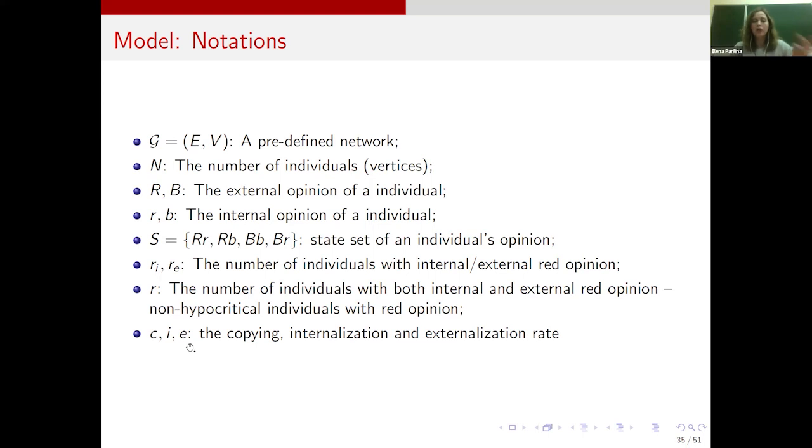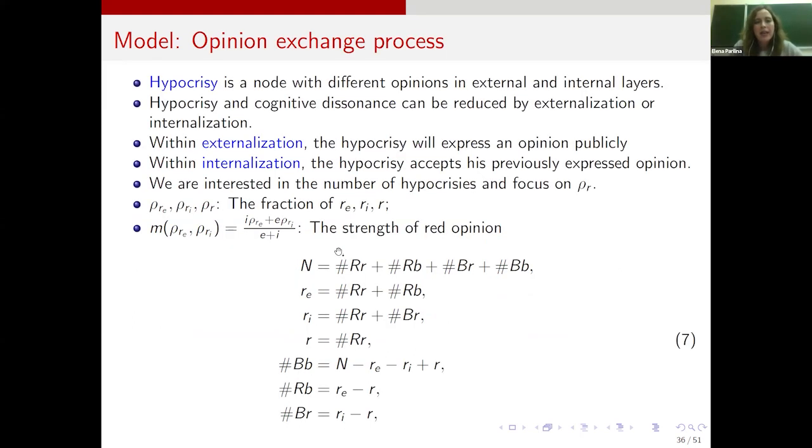And we need to set the copying rate, internalization rate, and externalization rate. These are the rates at which we copy the opinion from the neighbors, and move the opinion from the internal layer to the external and the other way. So as I said, hypocrisy is a node with different opinions in the layers. And with externalization, the hypocrisy will express opinion publicly. And with internalization, the hypocrisy accepts his previously expressed opinion. So we are interested in the number of hypocrisies as well, and focus, for example, on the red opinion. So this is the focus of our research.